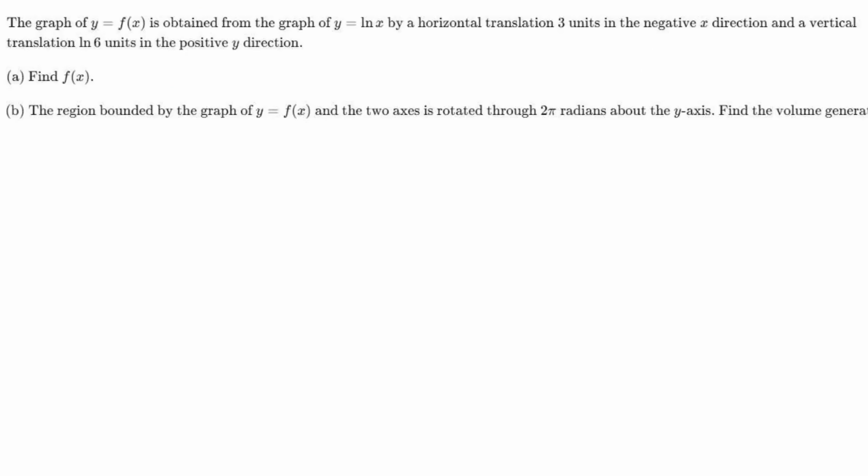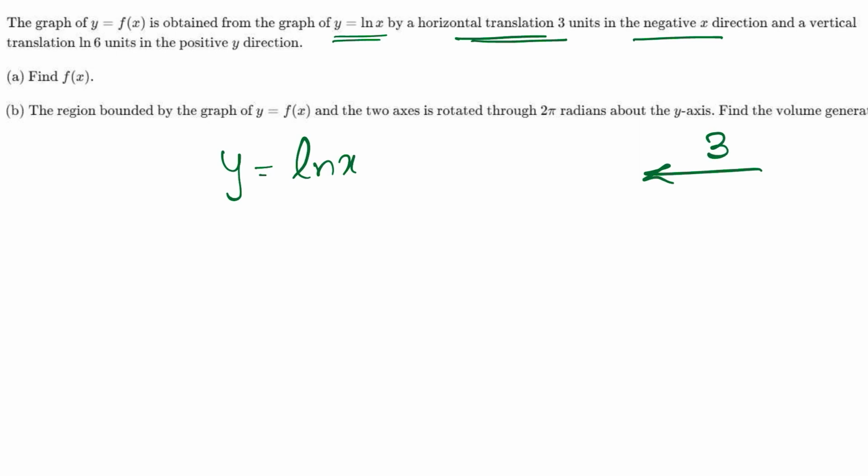Coming to question number 41, the graph y equals f of x is given by y equals ln x. Now what is happening? It undergoes a horizontal translation of 3 units in the negative direction. So we are moving 3 units in the negative direction, and I am going to write it as ln of x plus 3. Though it is minus 3, you always write the opposite sign.